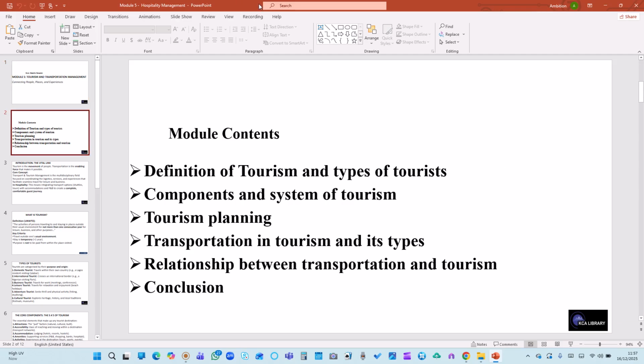looking at the module content, some of which include the definition of tourism and type of tourist, the component and system of tourism, tourism planning, transportation and tourism and its types, relationship between transportation and tourism, and then we will make our conclusion.